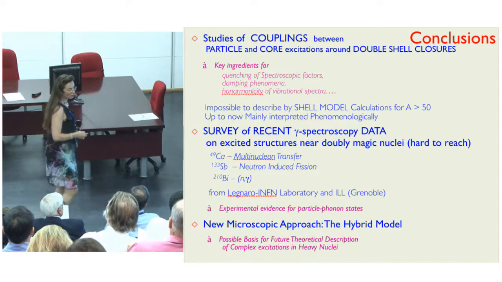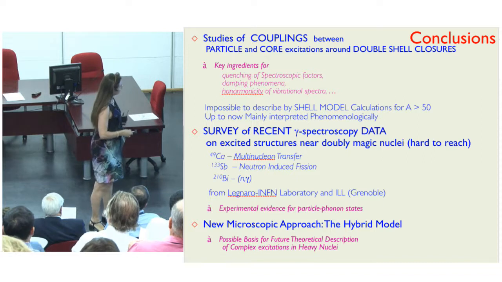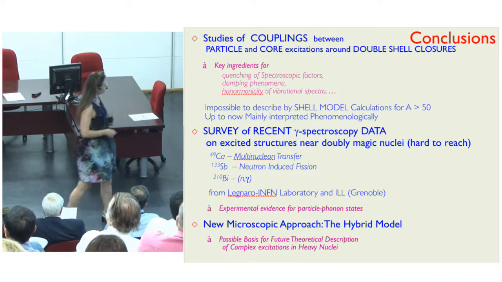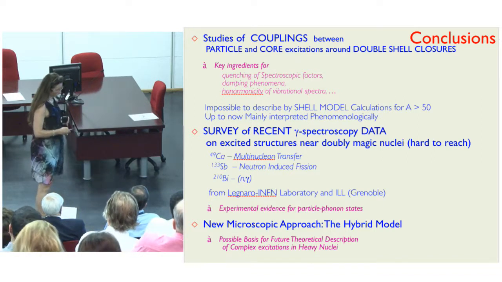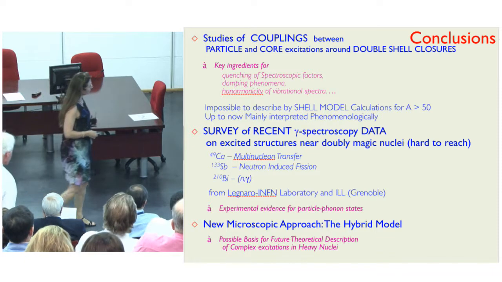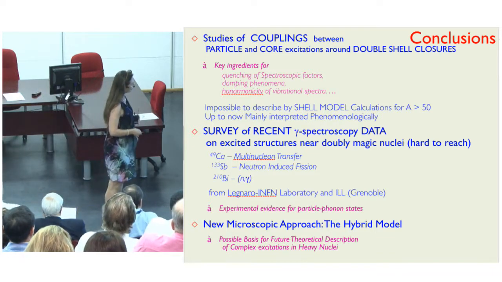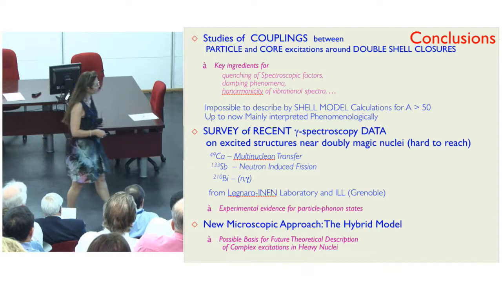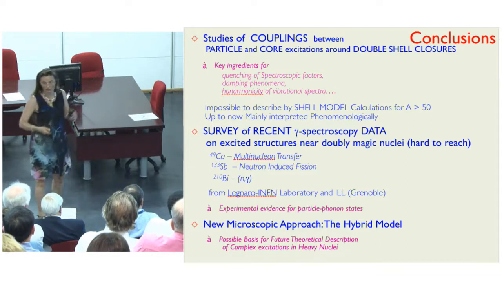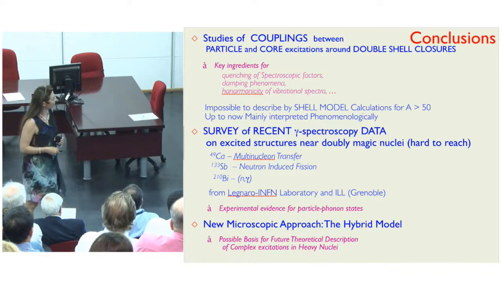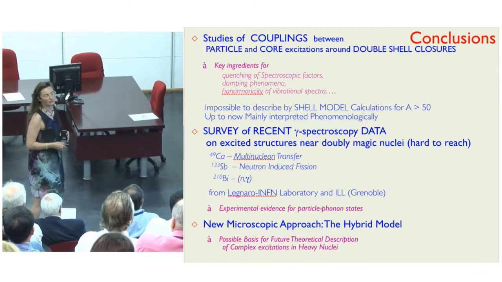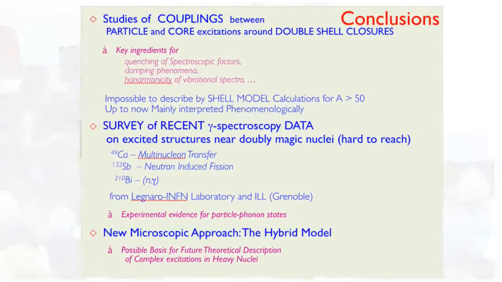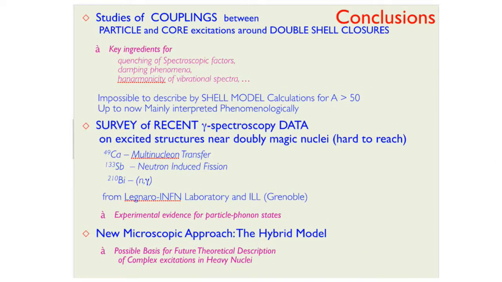So by presenting this survey of data around doubly magic nuclei, I showed you the evidence for several of these types of excitations taken in campaigns at different laboratories, which really offer the possibility for new developments from a theoretical side. This is just an example of how one could expand the theoretical interpretation on a more general basis. Thank you. And this is, of course, the collaboration.